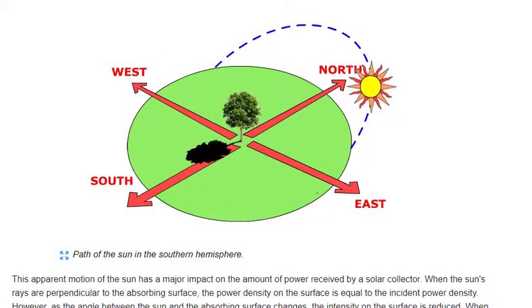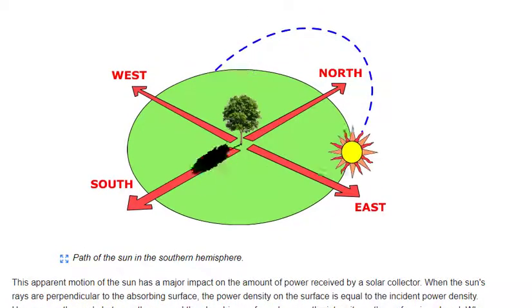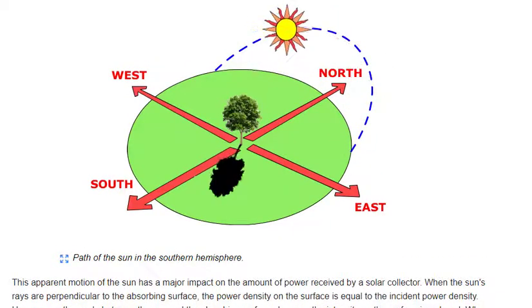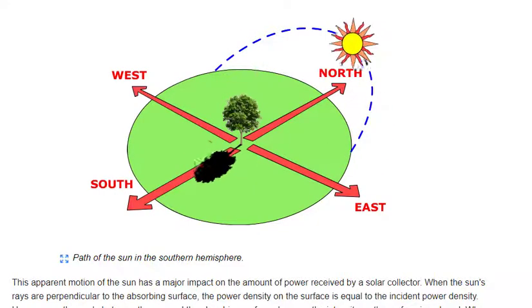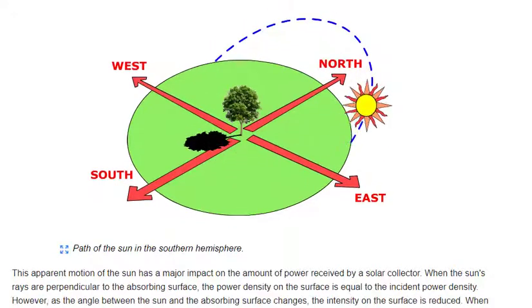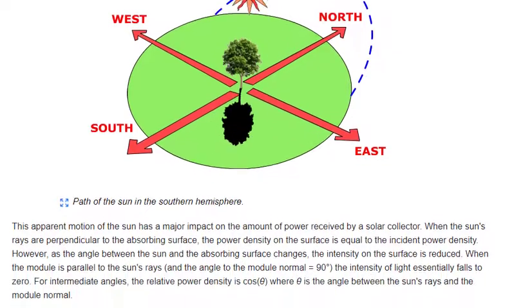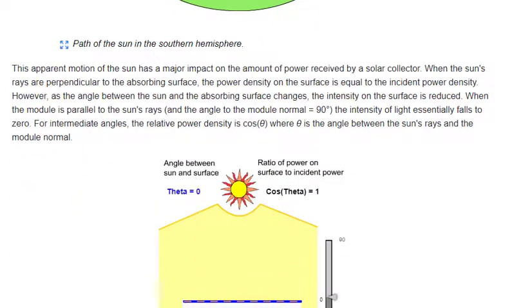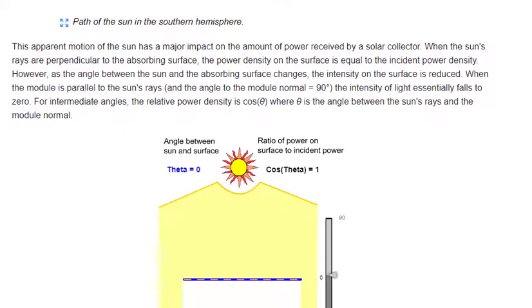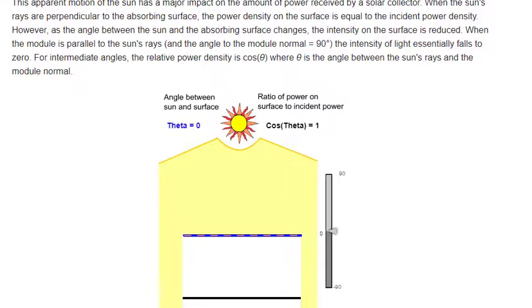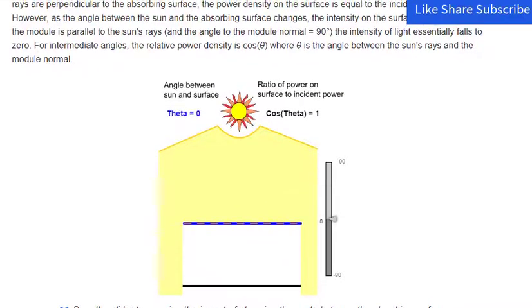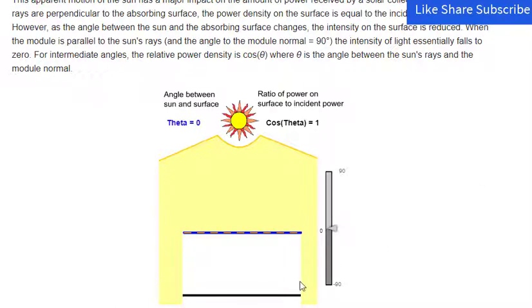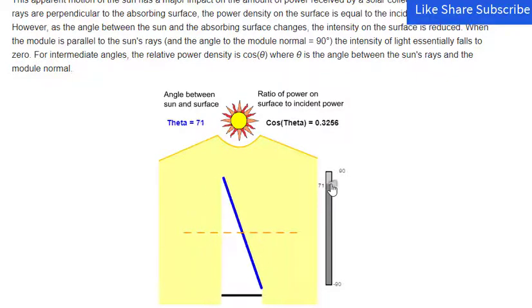Path of the Sun in the southern hemisphere. This apparent motion of the Sun has a major impact on the amount of power received by a solar collector. When the Sun's rays are perpendicular to the absorbing surface, the power density on the surface is equal to the incident power density. However, as the angle between the Sun and the absorbing surface changes, the intensity on the surface is reduced. When the module is parallel to the Sun's rays and the angle to the module normal equals 90 degrees, the intensity of light essentially falls to zero.